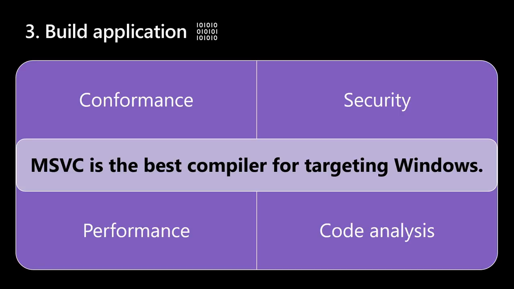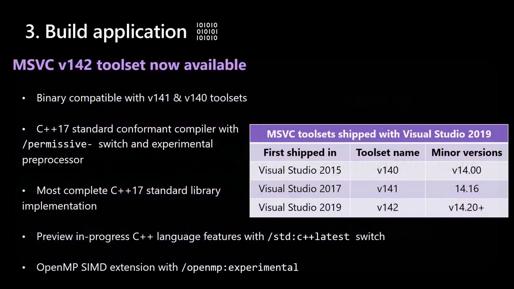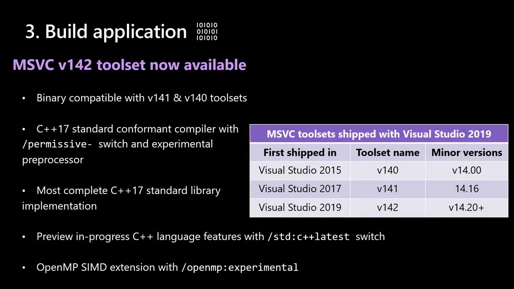We've continued to invest a lot in the compiler in this release, and we actually have a new tool set available in Visual Studio 2019. It's called the V142 tool set. You can also install the V140 and V141 tool sets if you want as well in Visual Studio 2019. But we do recommend trying out the new tool set. Not only is it binary compatible with those older tool sets, and it has a C++17 standard conformant compiler, as long as you're using the permissive- switch. It also has the most complete C++17 standard library implementation of any C++ build tool right now.